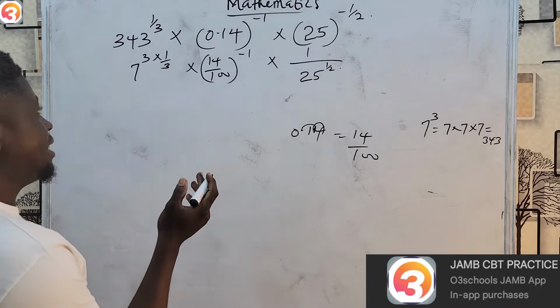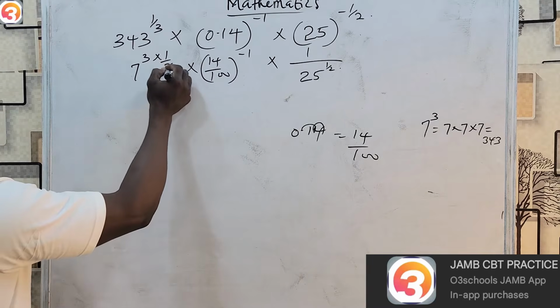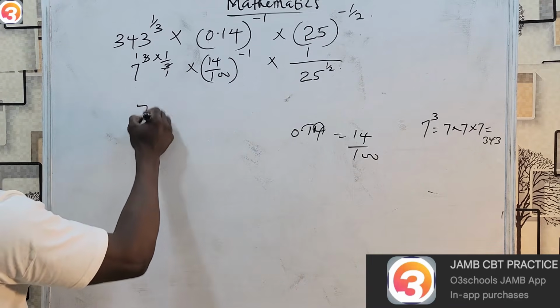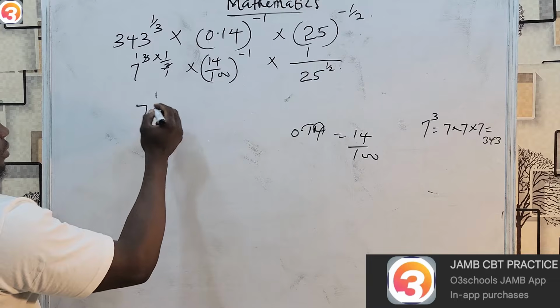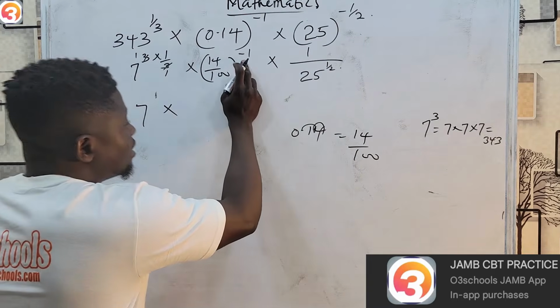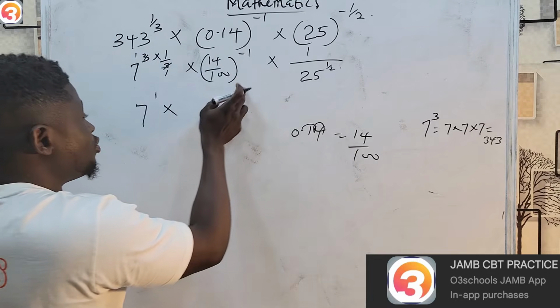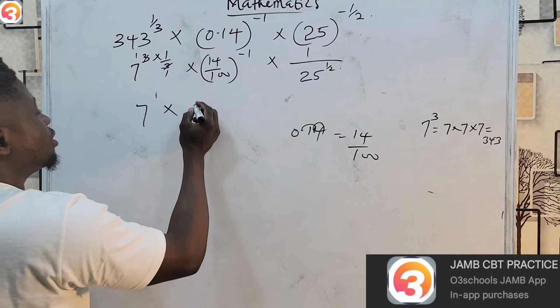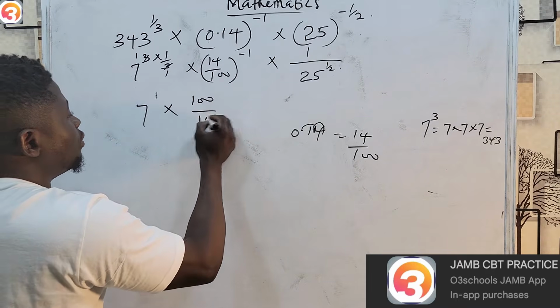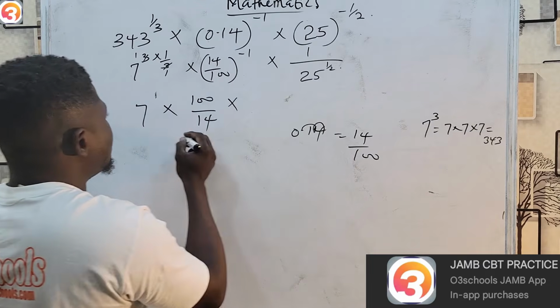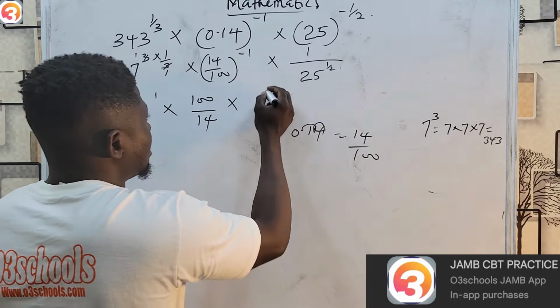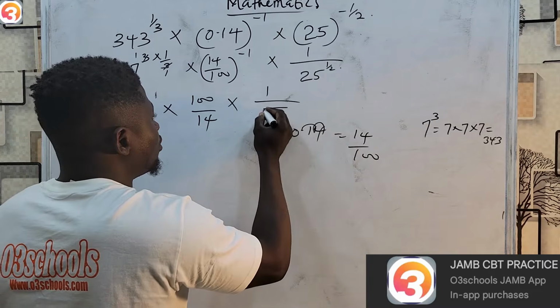So I shouldn't be explaining that again. So 3 here, 1, 3 here, 1. So I'm going to have 7 raised by 1, or 7, then times. Since we're having minus 1 here, since it's raised to the power of minus 1, that means we have to invert this fraction. So I'm going to have 100 over what? Over 14. Then times what now? Yeah, same thing as 1 over what? Square root of what?